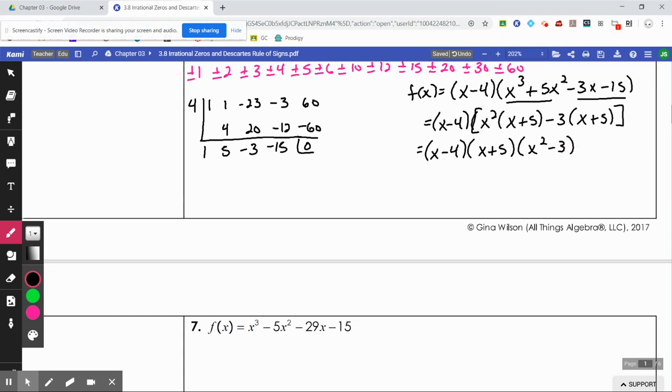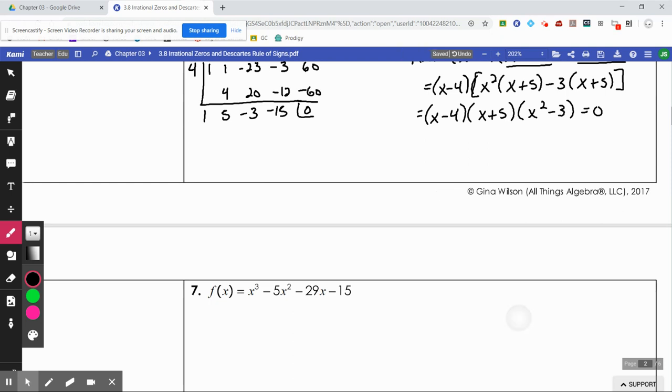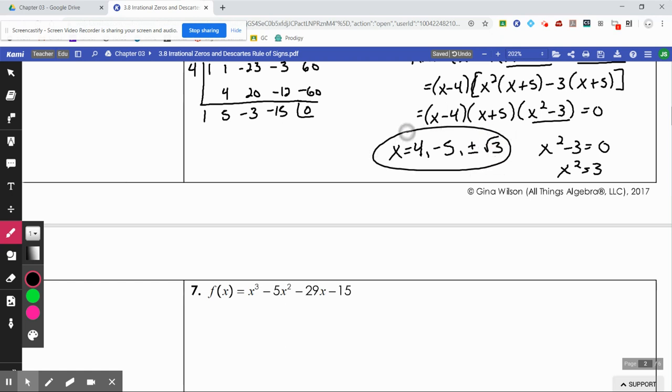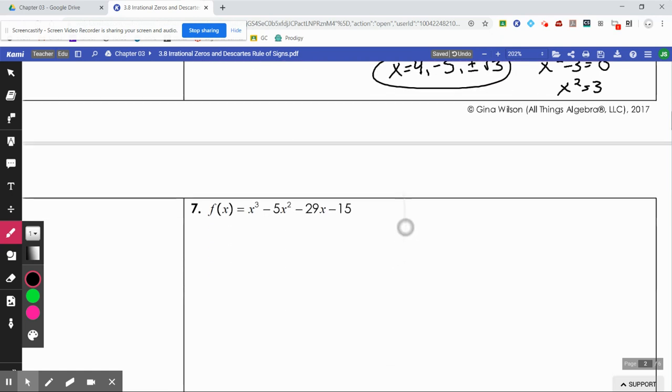Now, to find all of our zeros, we're going to set this equal to 0. We're going to find out that x is either equal to 4, negative 5, or we're going to set this equal to 0. x squared minus 3 is 0. Move the 3 over. Gives you x squared is 3. So your last 2 would be positive or negative root 3. There's 2 rationals and 2 irrationals.